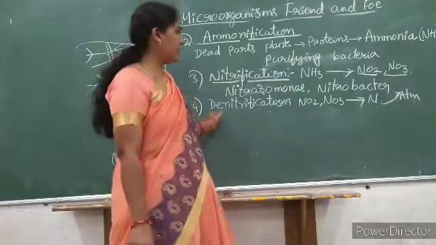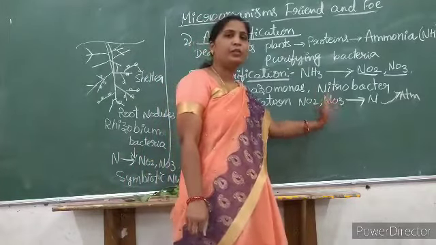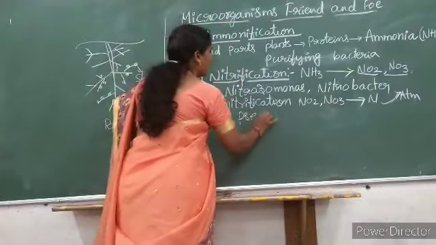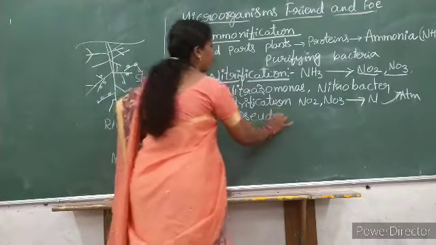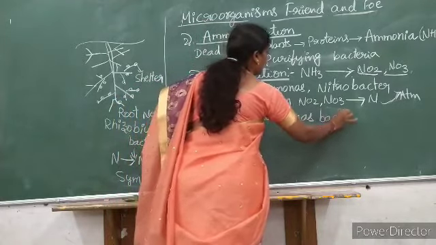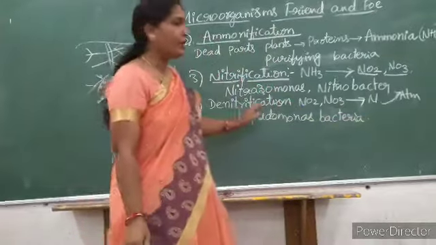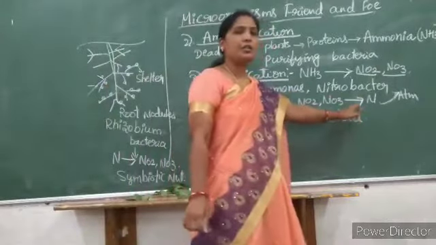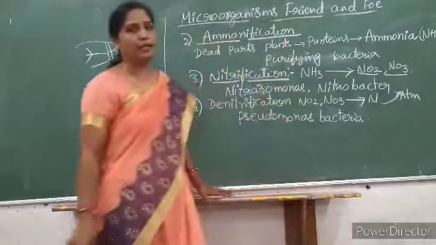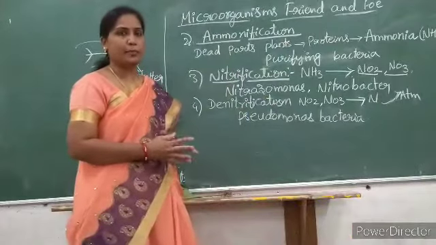So in denitrification, what's happening? Nitrites and nitrates are getting converted into nitrogen. Which bacteria is helping here? Pseudomonas. Pseudomonas bacteria help convert nitrites and nitrates into nitrogen. And this free nitrogen, where will it go? It goes back into the atmosphere again. So in this way, the nitrogen cycle gets completed, children.